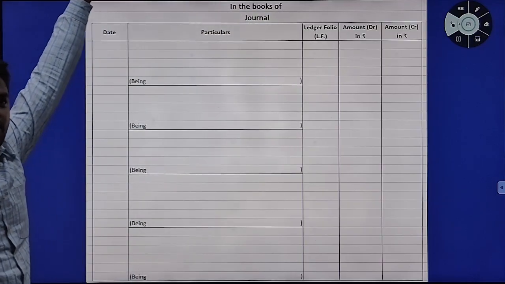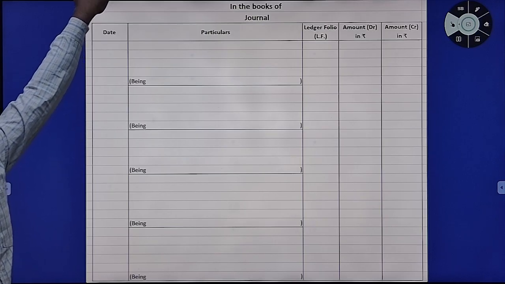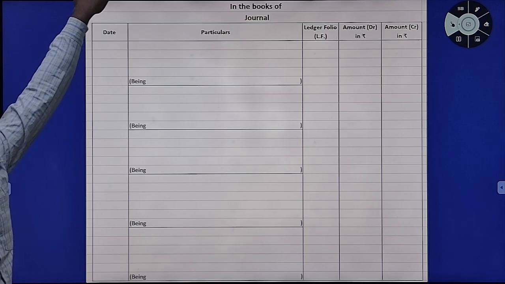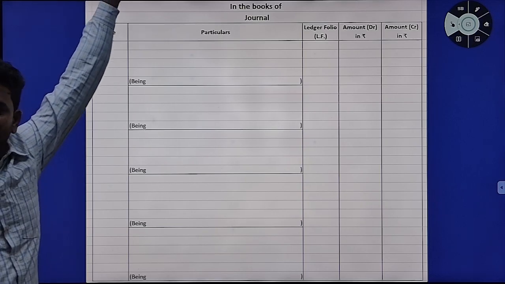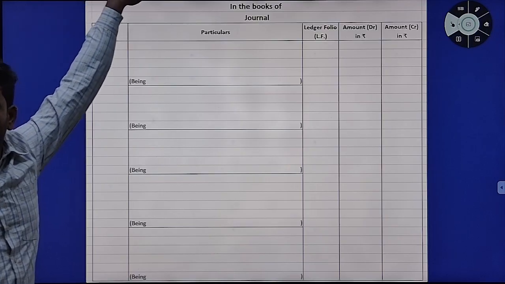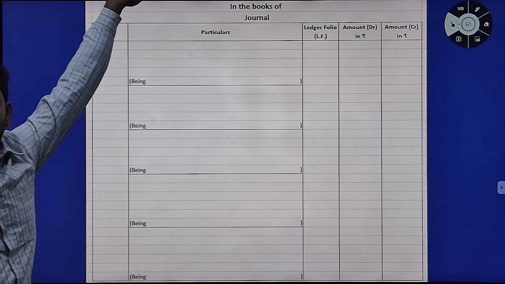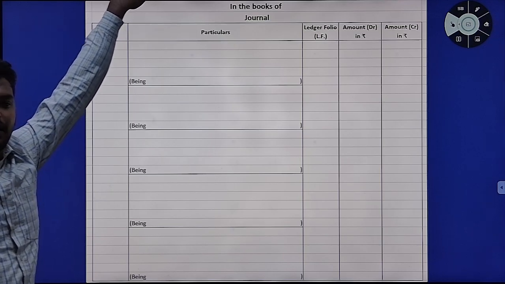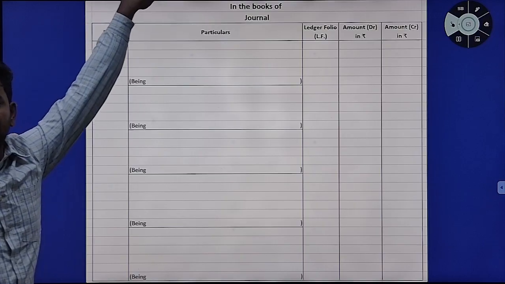Clear? So this is the format: in the books of so and so. For example, in the books of ITC Limited, in the books of Oil India Limited, whatever the company for which you are accounting. Journal, date. Journal means you are recording day-to-day transactions, yes or no? It is the primary book. You record every transaction. Date. Particulars, you debit some account, credit some account, and then followed by the narration.